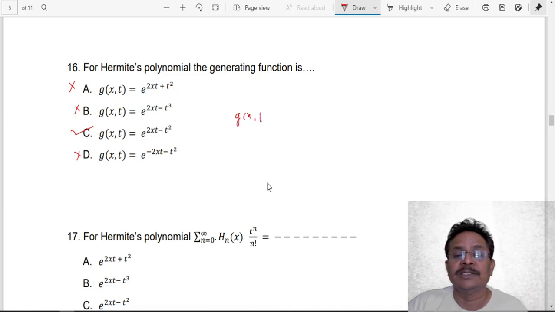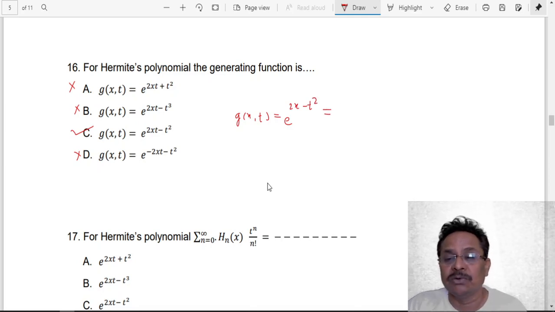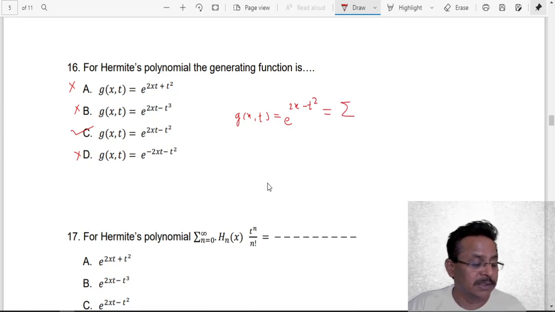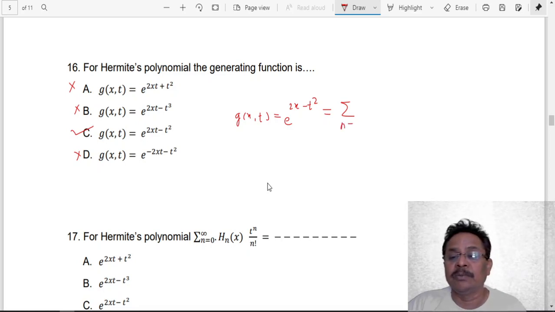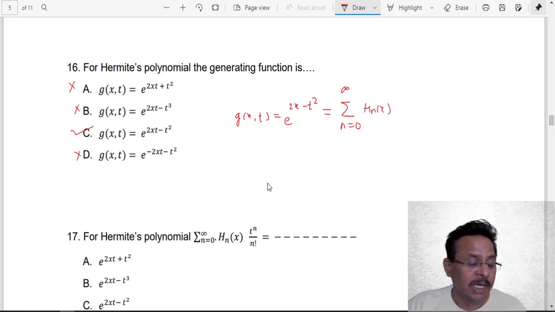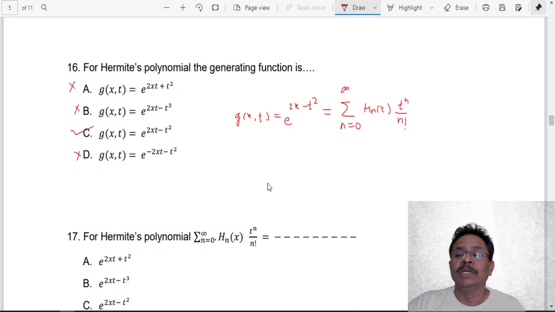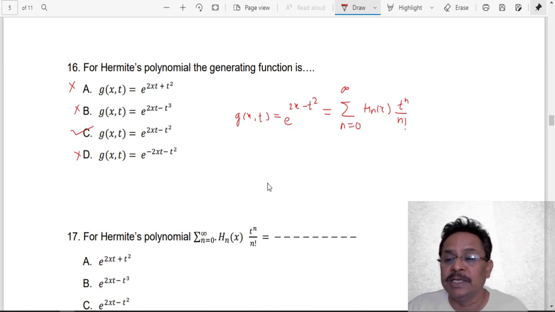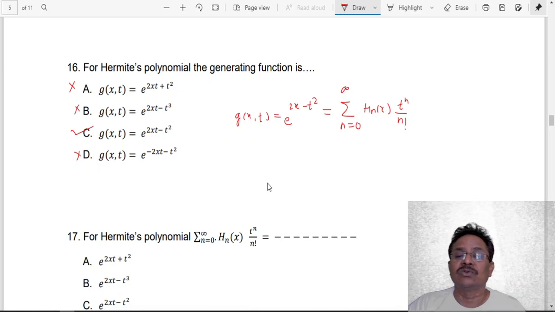g of x, t is equal to e raised to twice xt minus t square. Again, expand this around t equal to 0. What we get is, this is called the Hermite polynomial, n equal to 0 to infinity. Now all these coefficients will be Hermite polynomials of different orders, multiplied by t raised to n upon n factorial. So we will get a power series in t raised to n upon n factorial, and these coefficients are nothing but these Hermite polynomials.